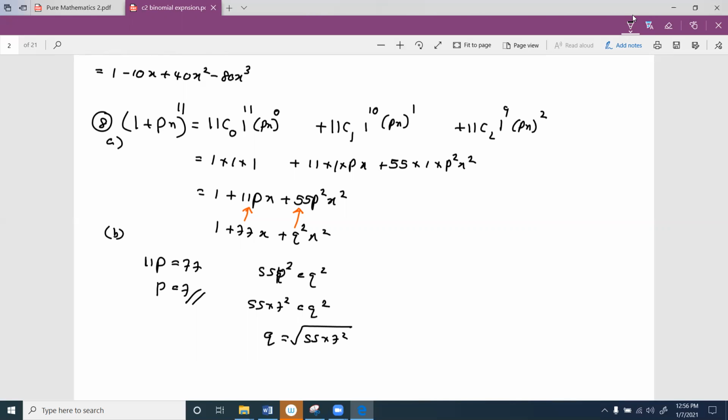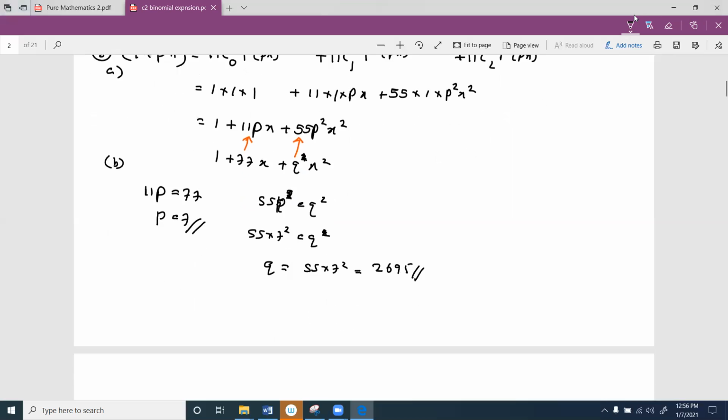One second. No, this is not q squared. They have given qx squared, it's not q squared, just q. Therefore, no need of taking the square root of it. I just made a mistake. So simply you can get this answer: 55 into 49, or 2695. 2695 would be the answer for that. Those are the answers for that, right? Okay.